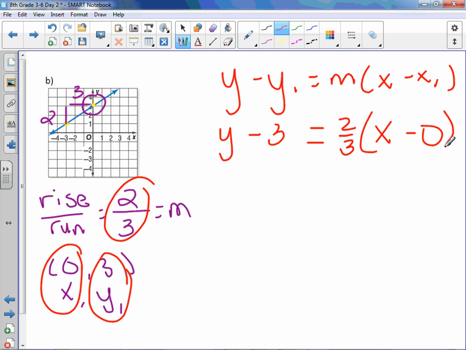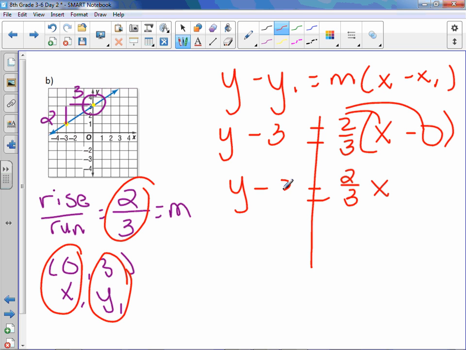Now to make it slope-intercept form, we need to distribute and get y by itself. So we have 2/3 x, and 2/3 times 0 is just 0, so it cancels out. I don't need to write it. And we have y minus 3. I need to get y by itself, so I'm going to add 3 to both sides. Y equals, I can't add 2/3 x and 3 because they are not like terms. So 2/3 x plus 3.